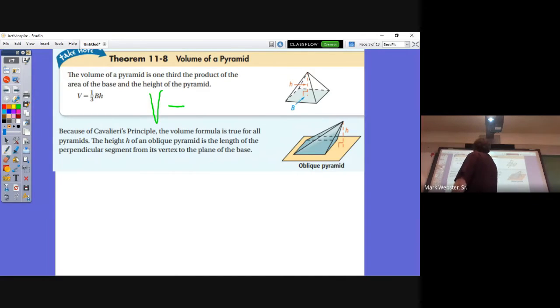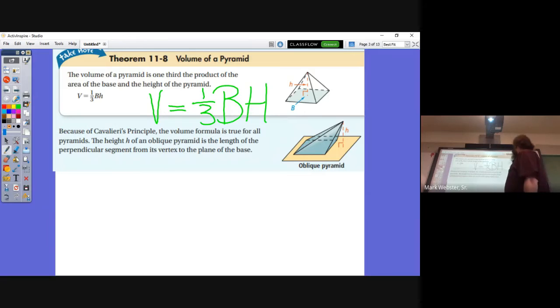I'm going to make it bigger. The volume is 1/3 the area of the base times the height of the pyramid. And we are talking about the height from floor to ceiling, not the slant height. And that's very important. Surface area uses the slant height. Volume uses just the OG height, right? The altitude from the vertex at the top straight down.